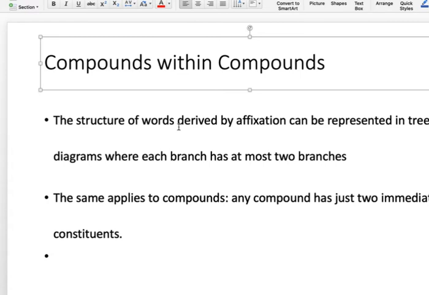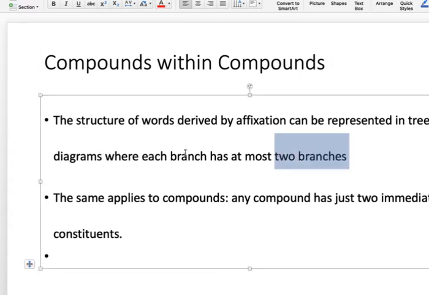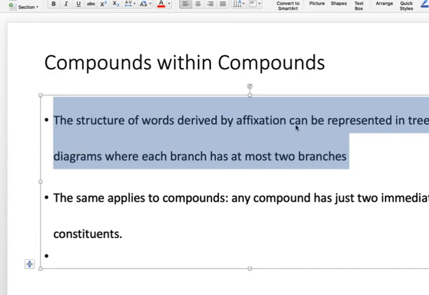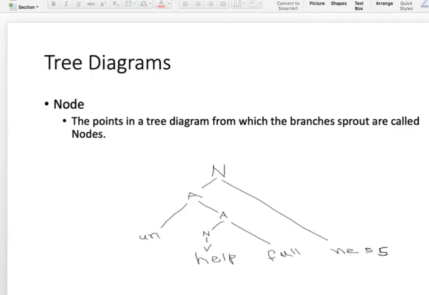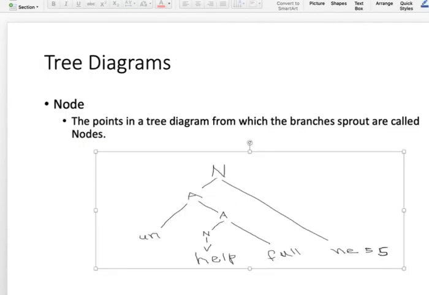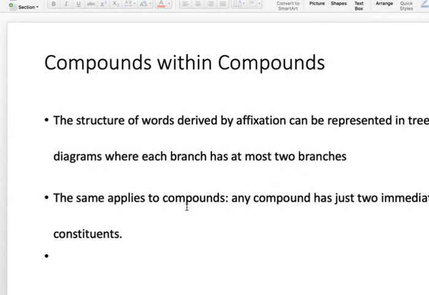The structure of the words derived by affixation can be represented in tree diagrams, where each node has at most two branches, maximum two branches. We have already seen this. I gave you this picture. We are talking about this picture. So in English we can see in each node we have two branches.